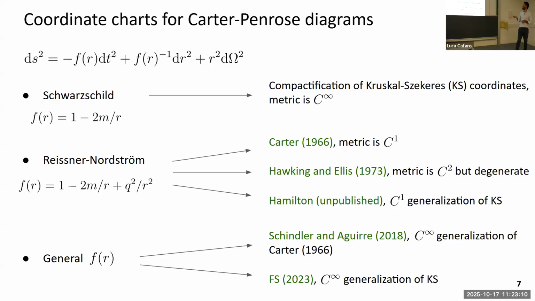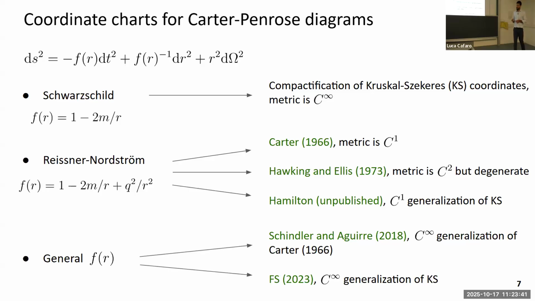This was solved by Hamilton in unpublished lecture notes he has online, so you can find them online, where he generalizes the Kruskal-Szekeres construction to define a map in which the metric is differentiable. Now, if you're only interested in a visual representation of spacetime, these maps are perfectly fine, they do a good job. However, I will be interested in maps in which the metric has more regularity than these, and so we're interested in generalizing these sorts of constructions.